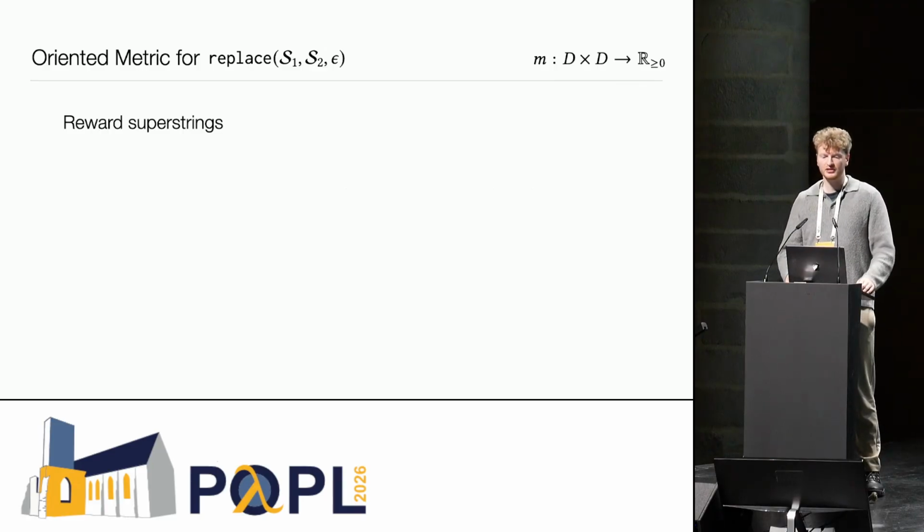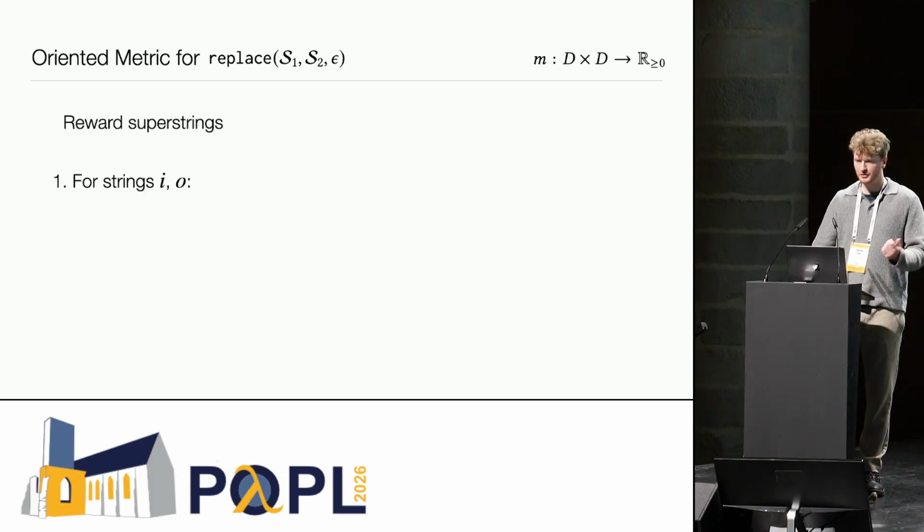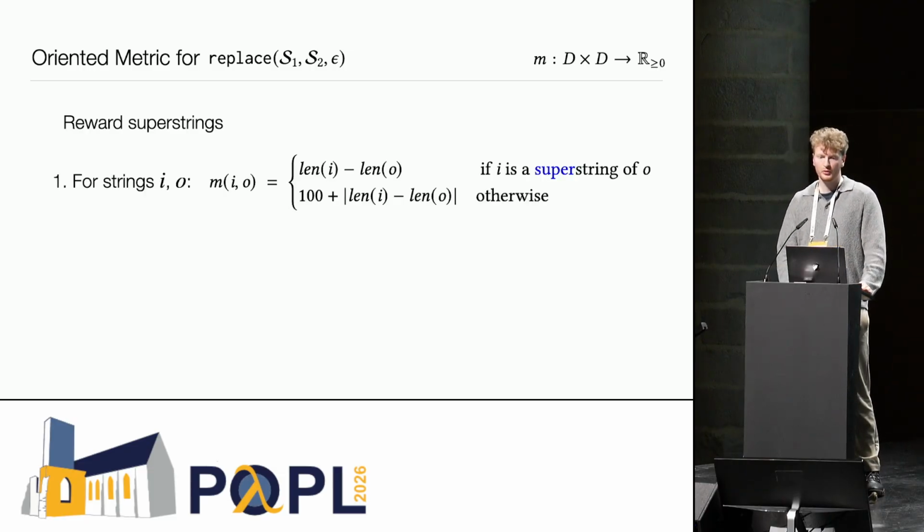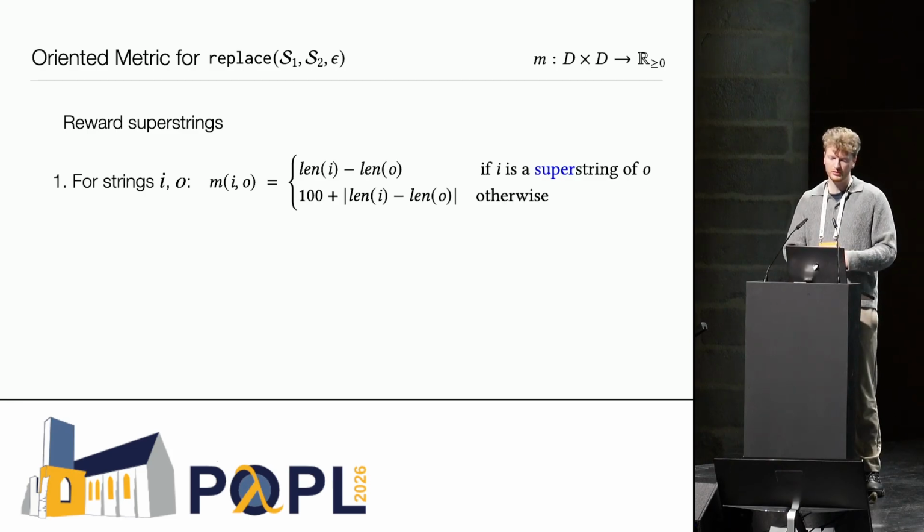So let's design an oriented metric for the replacement operator. The idea is that we want to reward superstrings of the outputs. So for two strings, I and O, we assign their distance from I to O as the difference in length if I is a superstring of O. But if I is not a superstring of O, we get a penalty of 100, and then we take the difference in length.